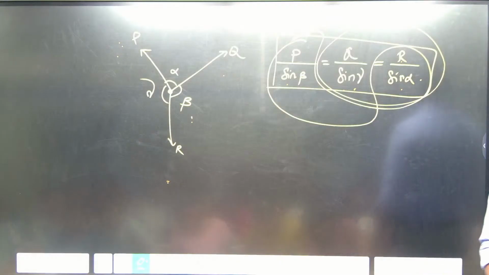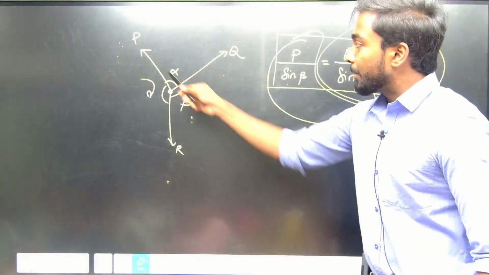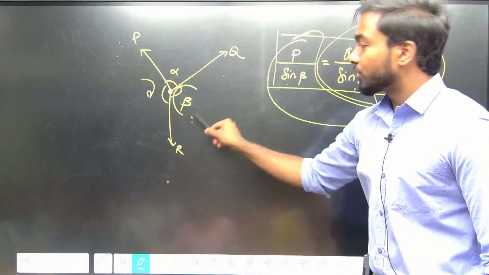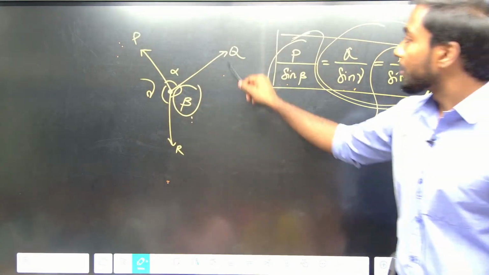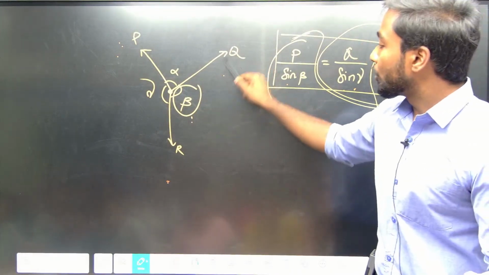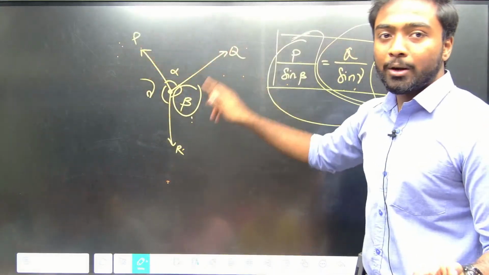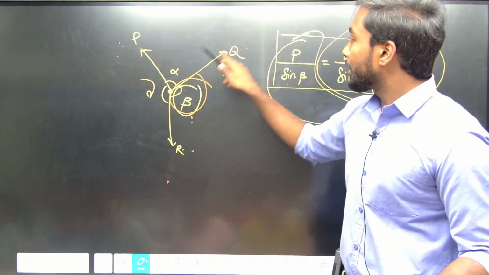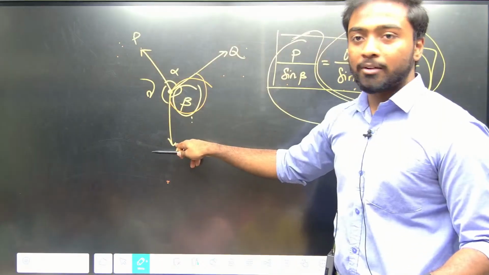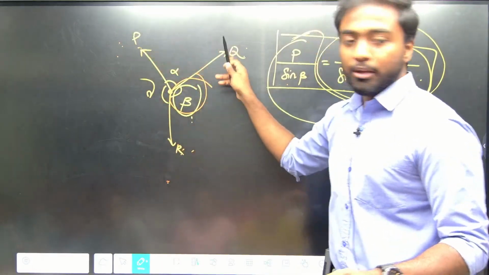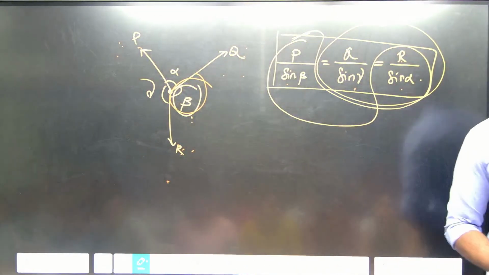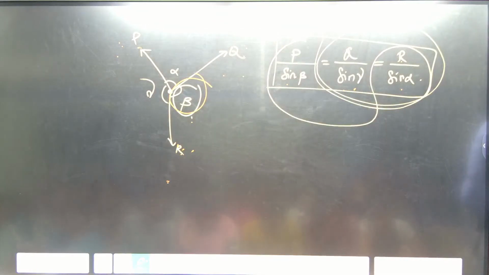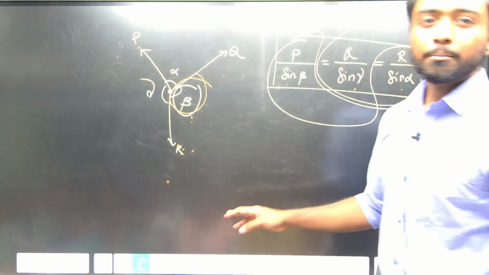Listen here. That's what I have told. P by sin of the opposite angle. So the angle between the other two forces, Q and R, if I consider P. If I consider Q, I should consider the angle between P and R. If I consider R, I should consider the angle between P and Q. So just think of the opposite angle, that's it. Any doubts up to now? Any doubts?